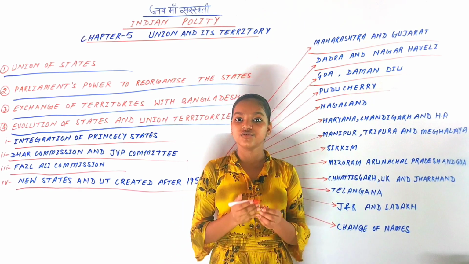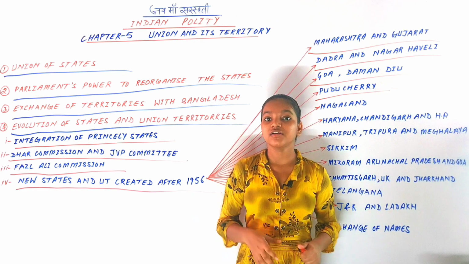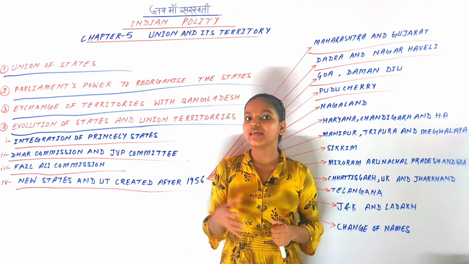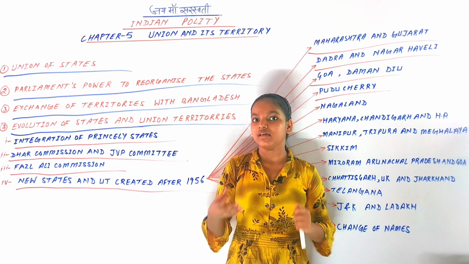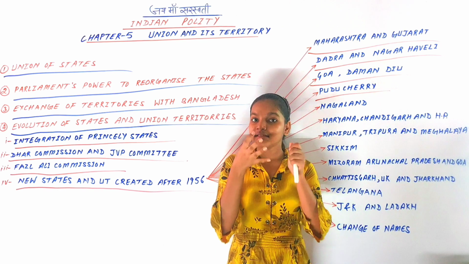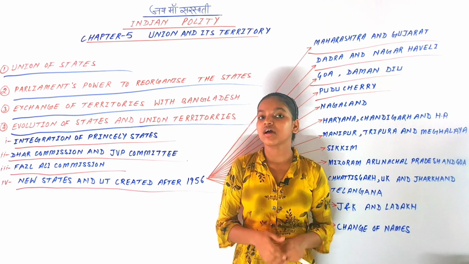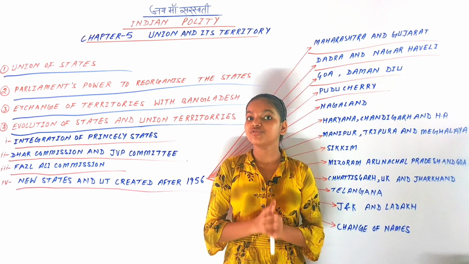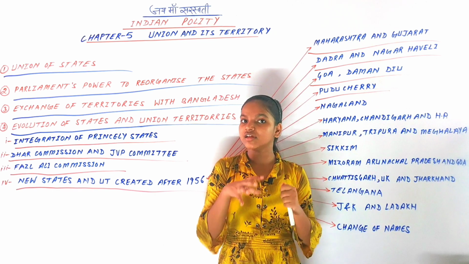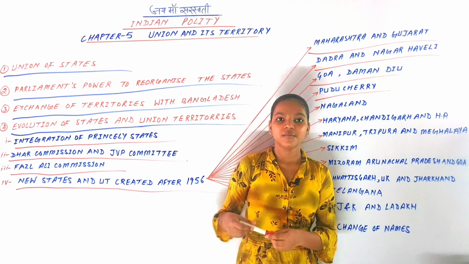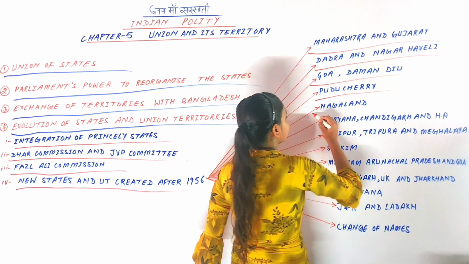Puducherry was a territory that was reformed from the four French territories, Yanam, Mahe, Karaikal and Puducherry. Puducherry was acquired by India and given the status of a union territory of the Indian Union in 1973. So next is Nagaland.